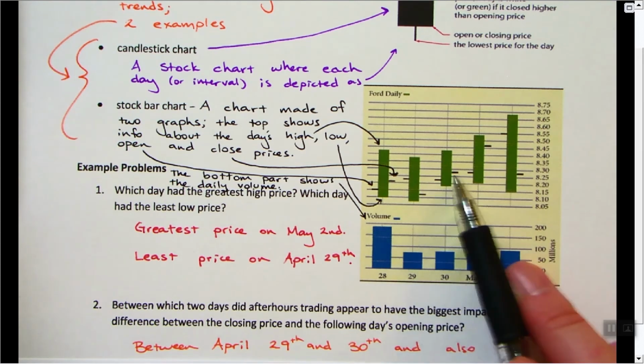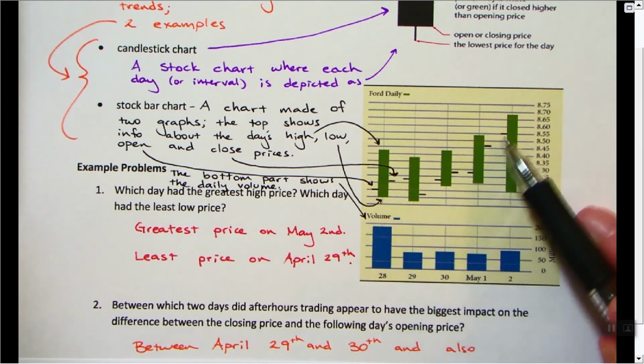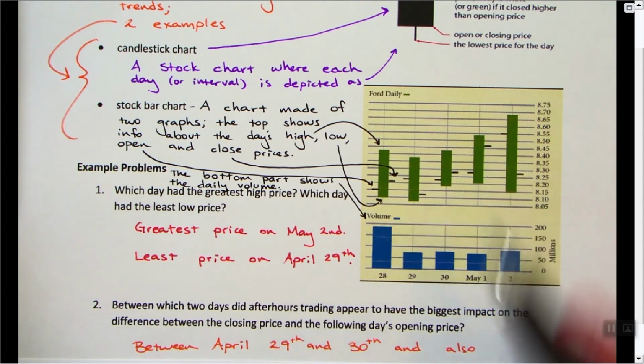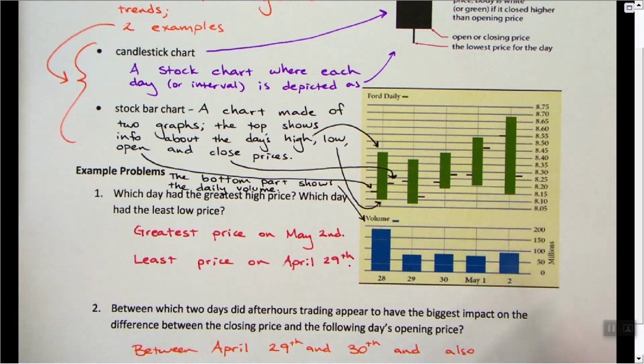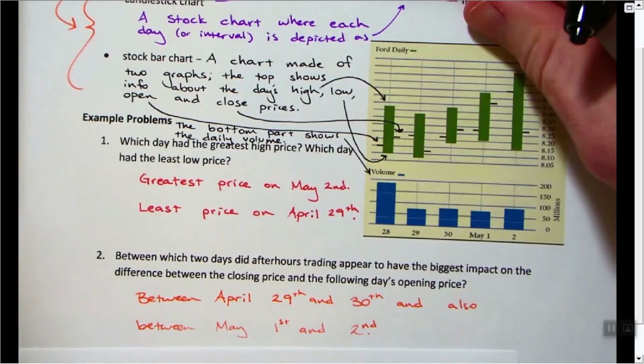Okay, next, this is very, very similar. But here's another big difference. So something else happened where there's a pretty big change between the closing price on May 1st and the opening price on May 2nd. So the other is between May 1st and 2nd.